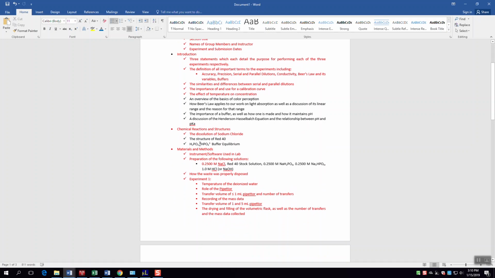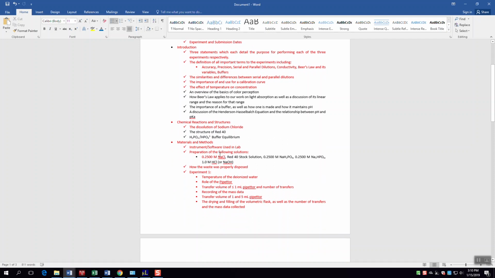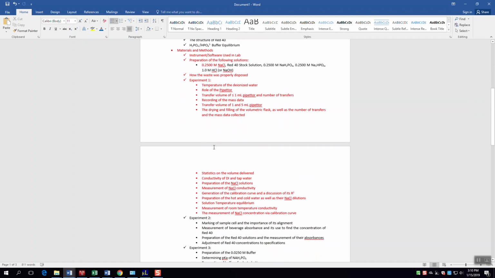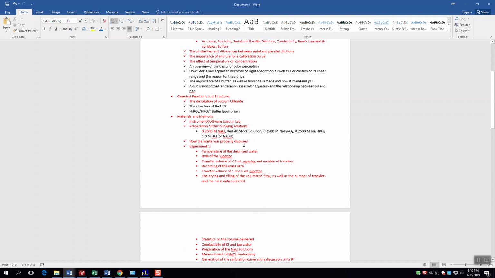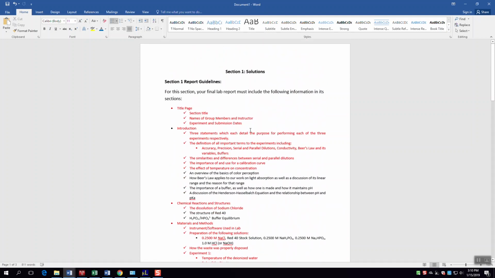So now I want to talk about this color coding, because if you notice in this text, we have red, green, and blue text. The red text is work that you should do on your outline before you come to lab. That means that this title page, the introduction, the reactions, the materials and methods, the experiment stuff here, all of these things highlighted in red should be done before you come to class. You'll notice that not all of the introduction is color-coded red, and I'll talk about that in a second. But everything that is color-coded red should be done before you come to lab for experiment 1.